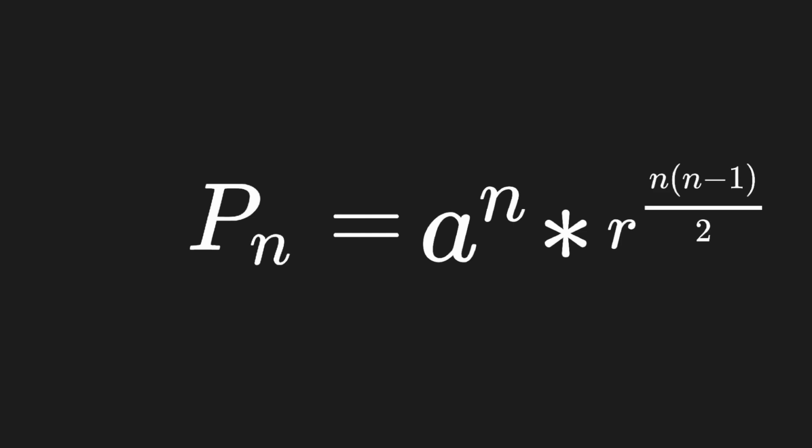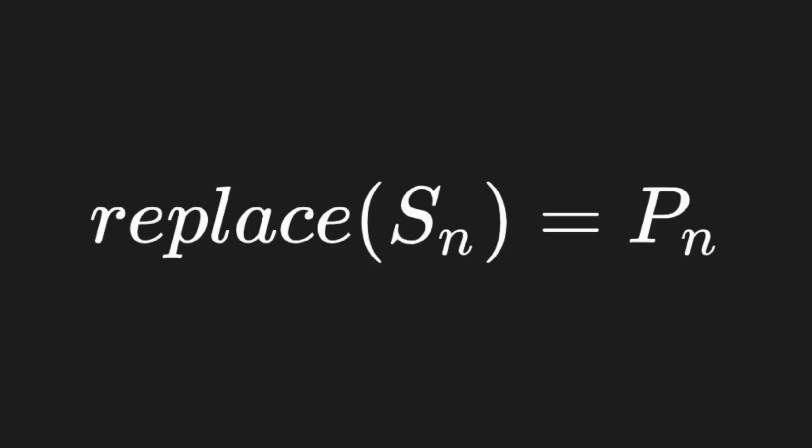Putting it all together, the partial product formula is Pn equals a to the n times r to the n times n minus 1 over 2. This turns out to be equal to the arithmetic series equation with replaced operations. That worked out nicely. Moving the arithmetic series and its partial sum formula down in the hierarchy of operations resulted in the partial product of the terms of the geometric sequence and a formula for it.